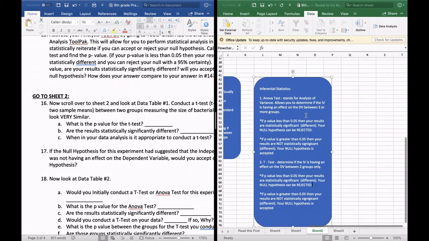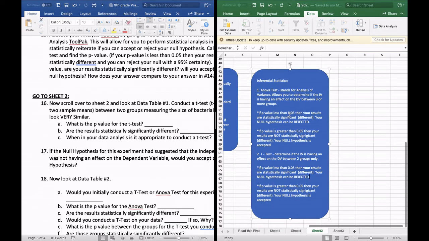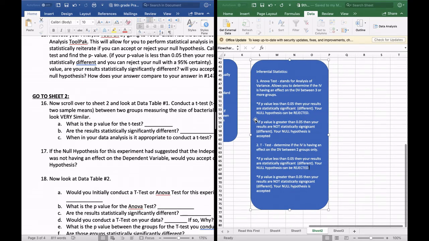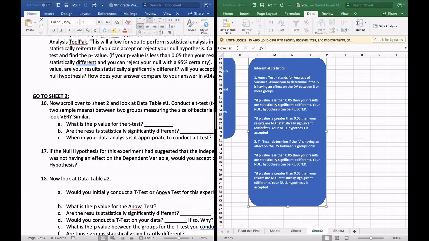Down here in this blue box, I've given you definitions of the ANOVA test and of the t-test. Just like we did in the previous examples, we conduct an ANOVA test when we have more than 2 groups. It allows us to determine if the independent variable is having an effect on the dependent variable. If we calculate a p-value that's less than 0.05, then your results are statistically significant, meaning that they are different, meaning that the IV is having an effect, and you can reject your null hypothesis. But if your p-value is greater than 0.05, then your results are not statistically significant, meaning that your independent variable is not having an effect, and your null hypothesis has to be accepted in this case.